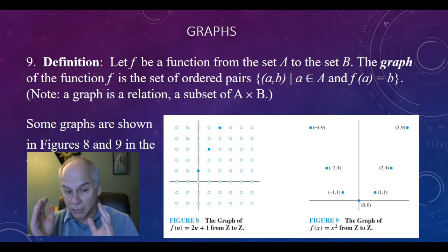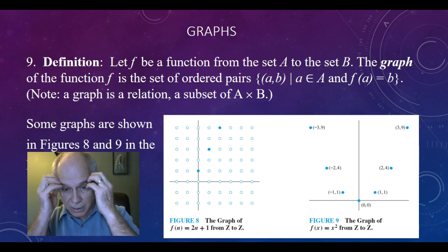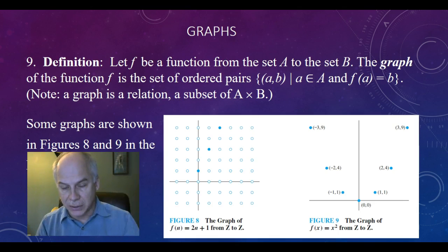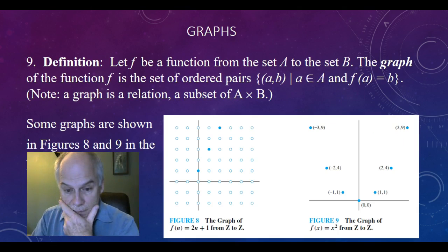Okay? Now a graph is a relation. All right? Any graph is a relation, and it's a subset of the Cartesian product, A cross B. All right? Now here is a picture of a graph from Rosen's text on page 148. This is the graph of 2n plus 1 from Z to Z.